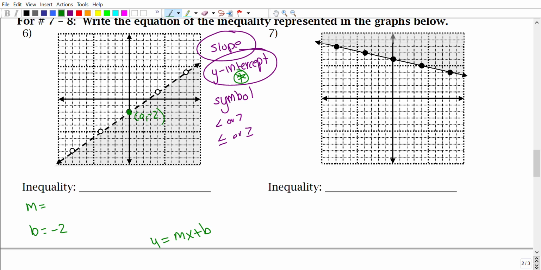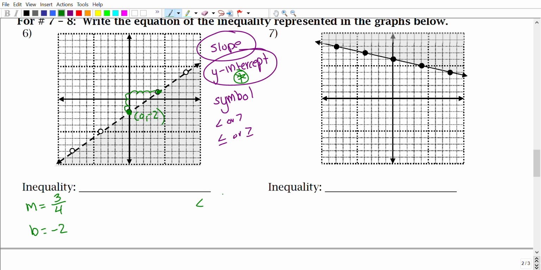Remember, I'm going to need to write it in this form. What is my slope? Well, from that point to this other point, what would I have to do? Travel up 1, 2, 3, and run 1, 2, 3, 4. So up 3 and to the right 4 gives me a slope of 3/4. Now, we have a few choices.